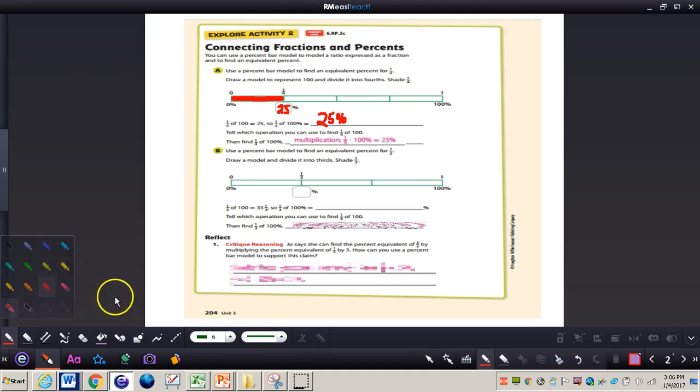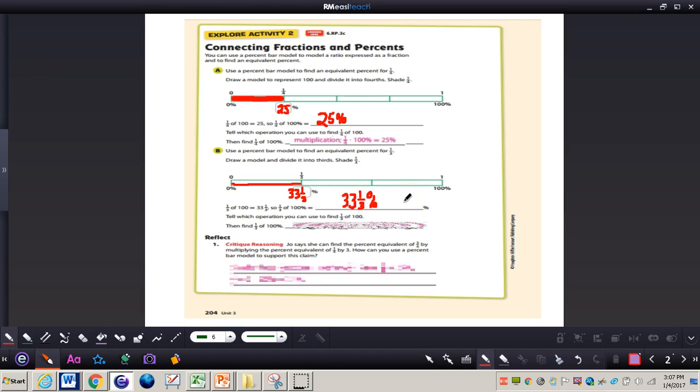So we have 1/3. We can shade that in. We know that 1/3 of 100% is going to give us 33 and 1/3%. Okay, so we can see 1/3 of 100 equals 33 and 1/3. So 1/3 of 100% equals 33 and 1/3%.